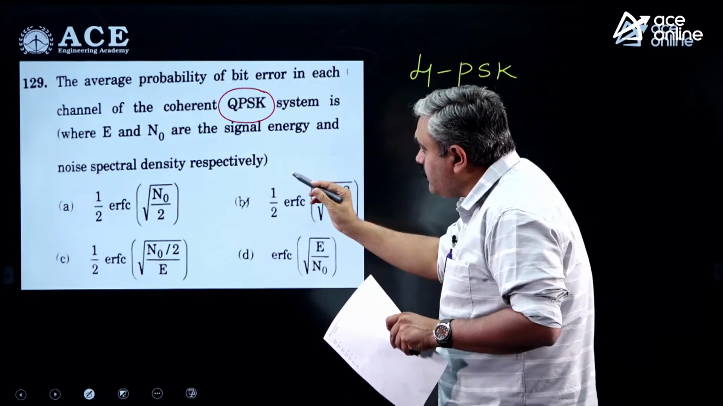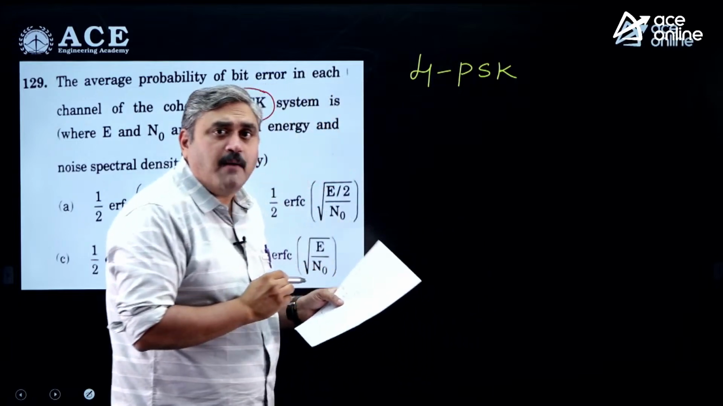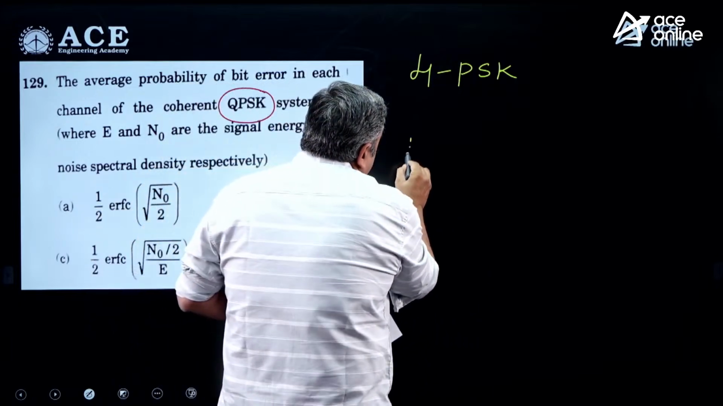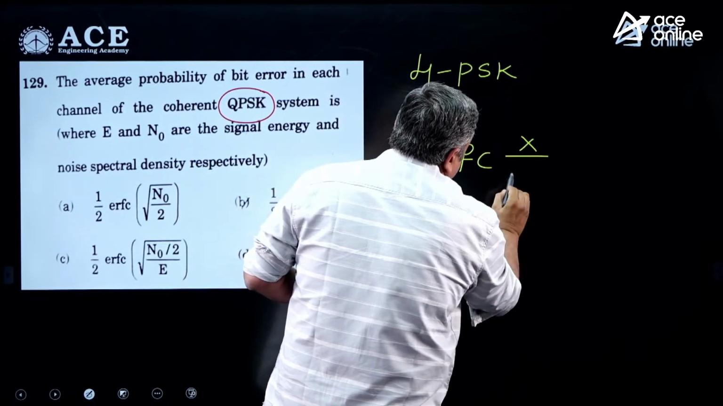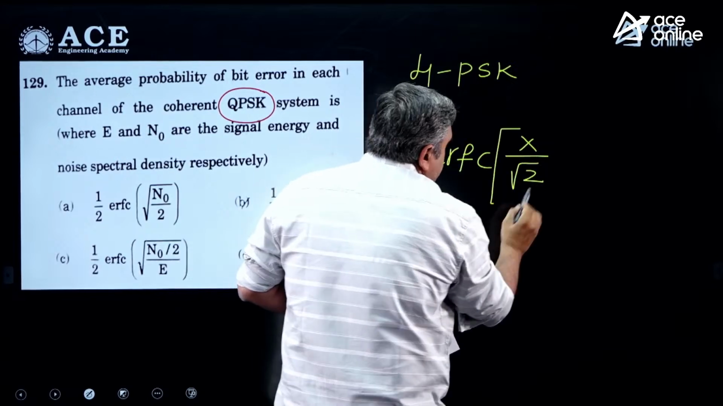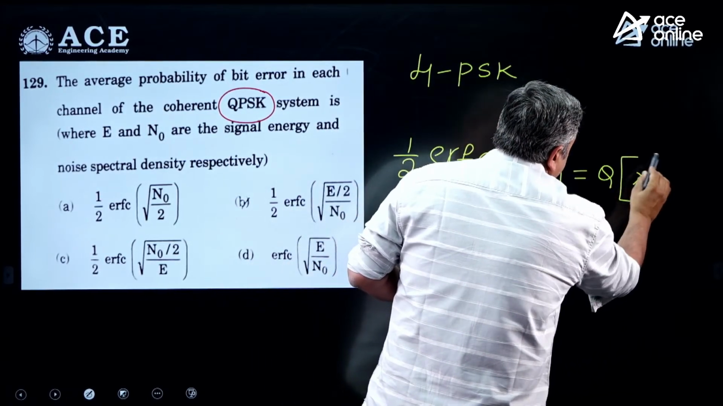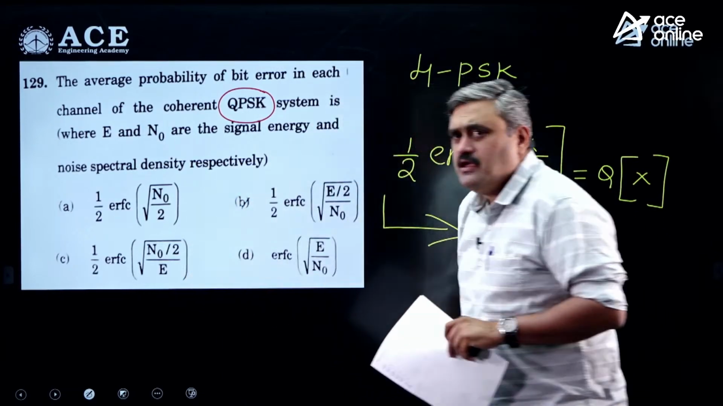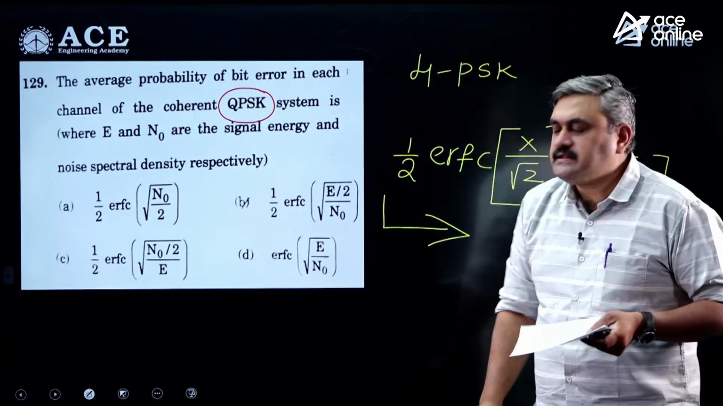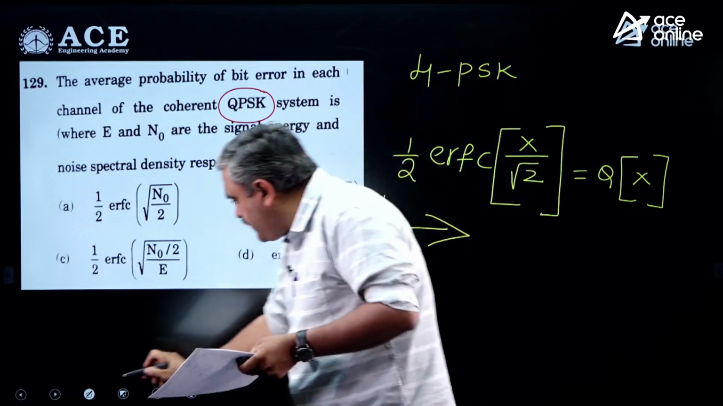E by N naught. So see the options carefully. Options are given in terms of complementary error functions. Half ERFC of x by root 2 is your Q function, which we write as Q of x. That is the relation between the complementary error function and the Q function. Most of the time, when we do numericals, we work in terms of Q functions, but here he has given them in terms of complementary error functions.